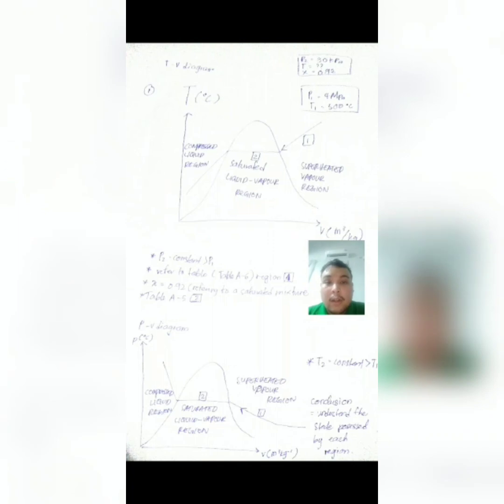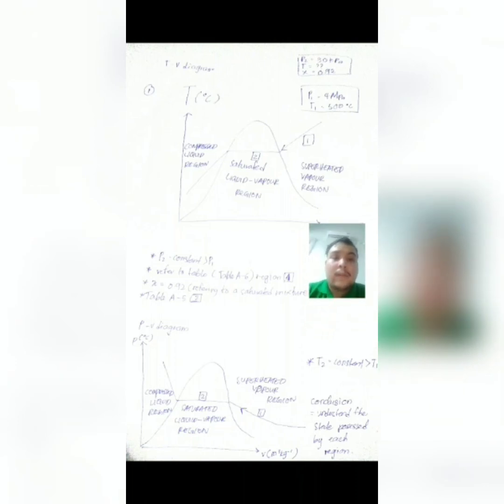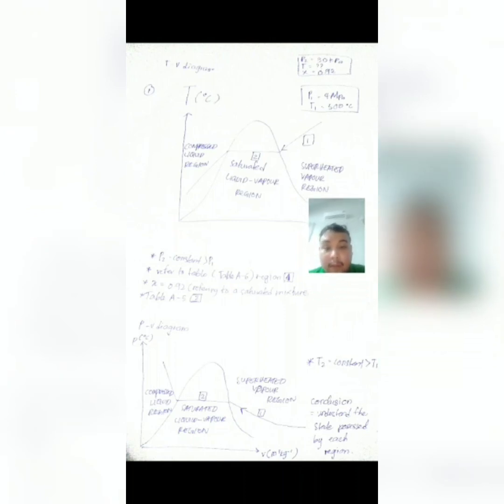This is because when X equal to 1 is near to the region of superheated vapor region, while when X equal to 0 is near to the compressed liquid region. So X is equal to 0.92, which is greater than X equal to 0. So meaning that the second phase is at the inside of the graph.